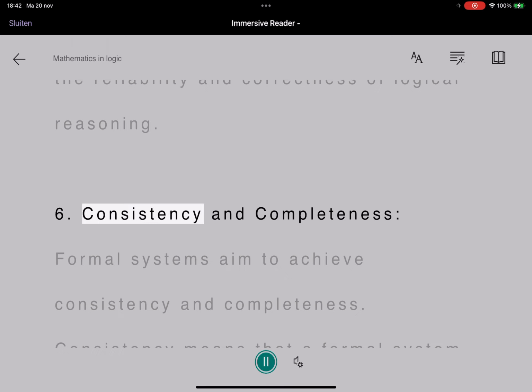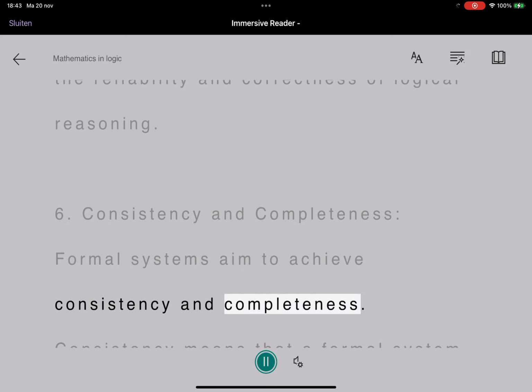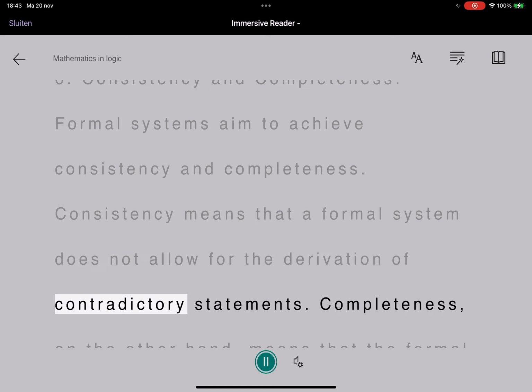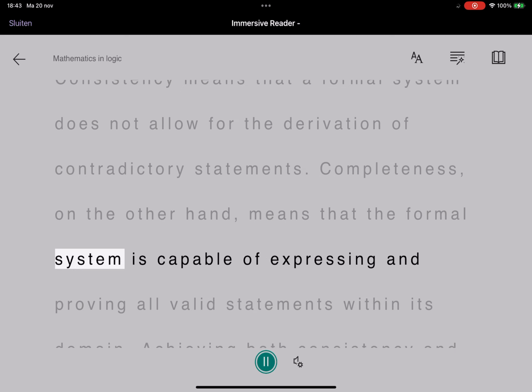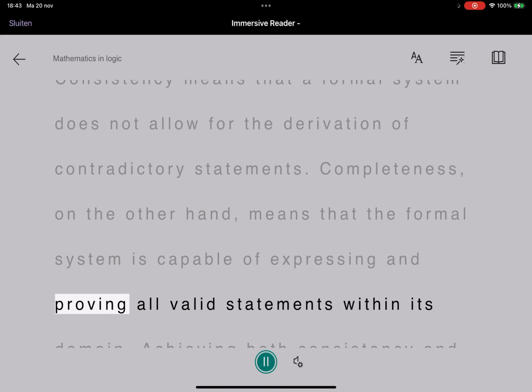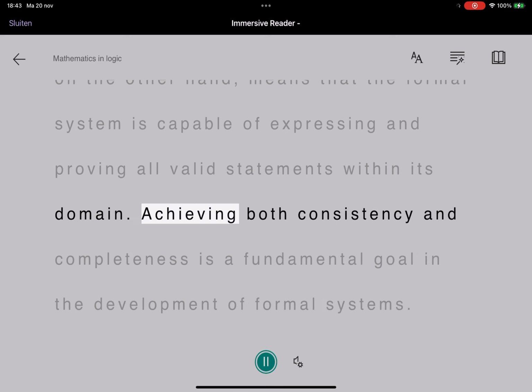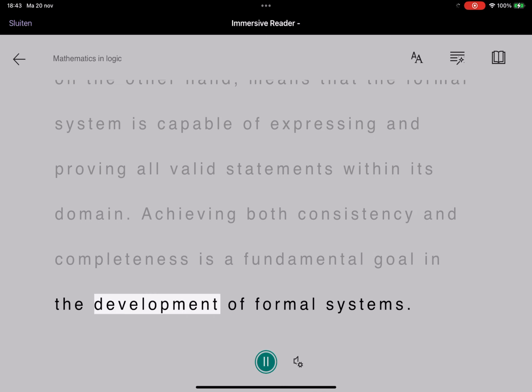6. Consistency and completeness. Formal systems aim to achieve consistency and completeness. Consistency means that a formal system does not allow for the derivation of contradictory statements. Completeness, on the other hand, means that the formal system is capable of expressing and proving all valid statements within its domain. Achieving both consistency and completeness is a fundamental goal in the development of formal systems.